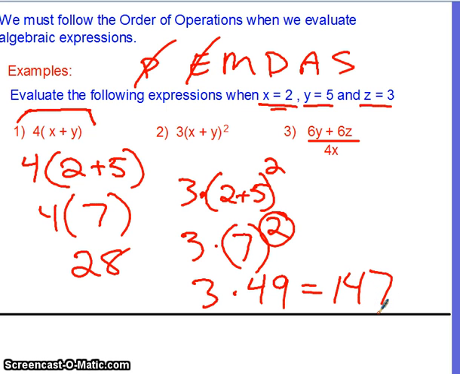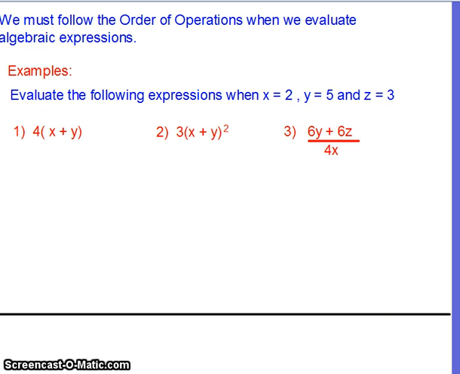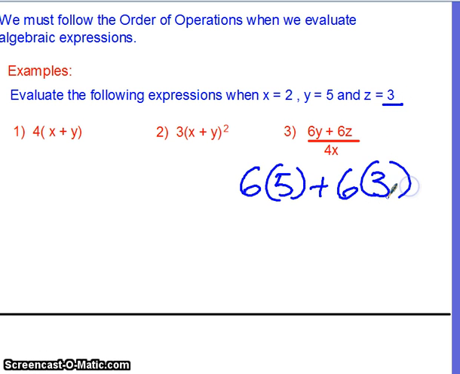The next one gets to be a little trickier because we do have the fraction bar. So if we're dealing with the fraction bar, we have to make sure that we do above the fraction bar first and below the fraction bar next. So let's just plug in. So we're going to have 6. We know our value of y is 5, plus 6 times our value of z is 3. First time we're using the z. And that's going to be over 4 times x, which is 2.